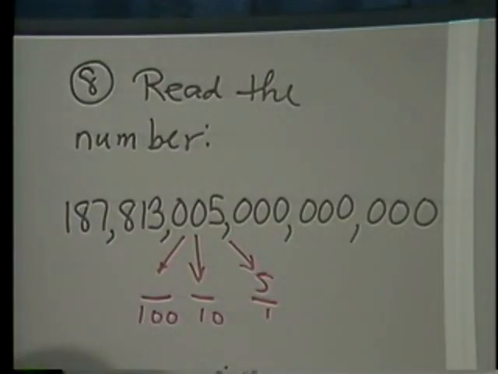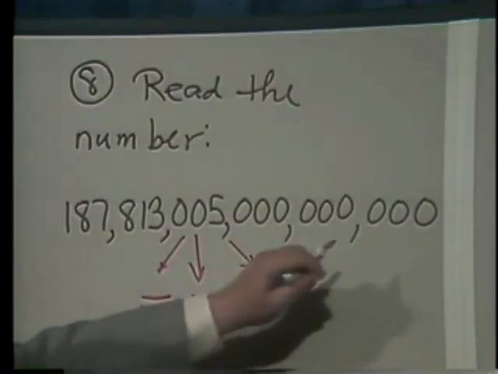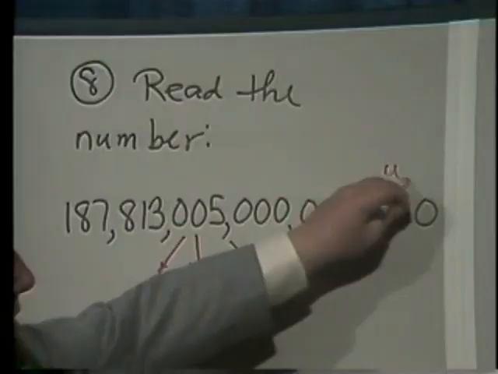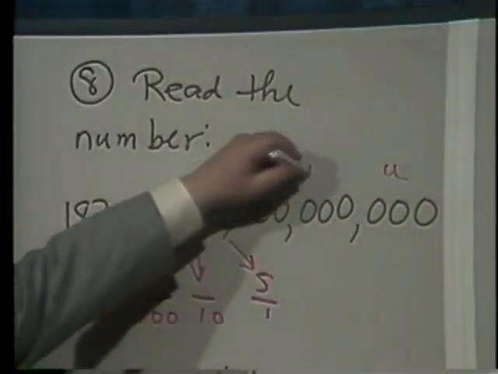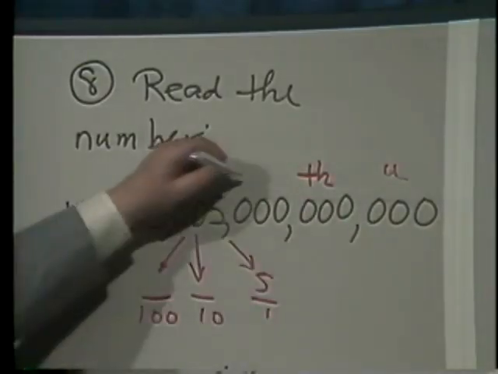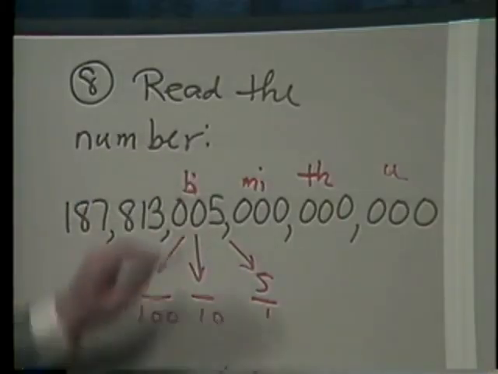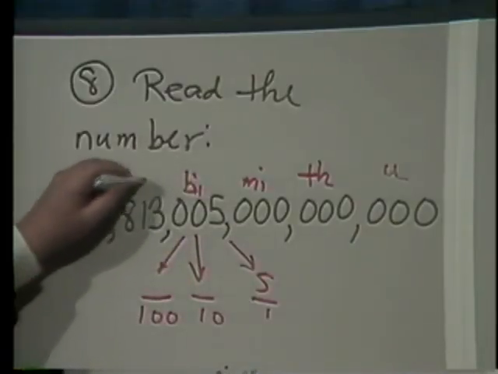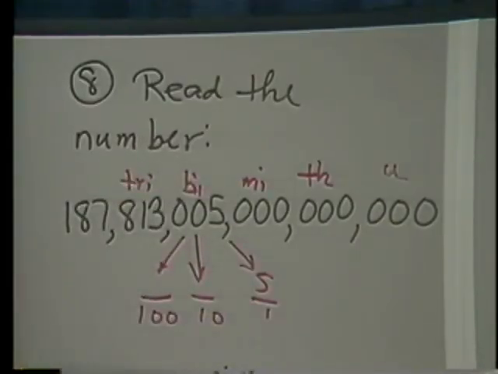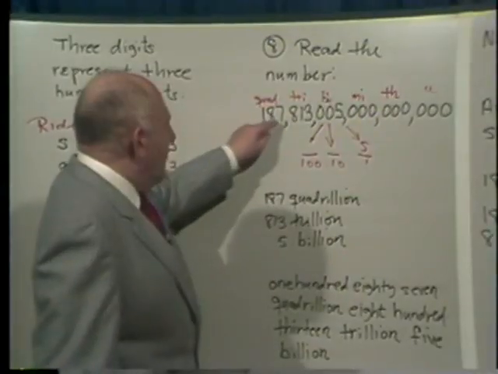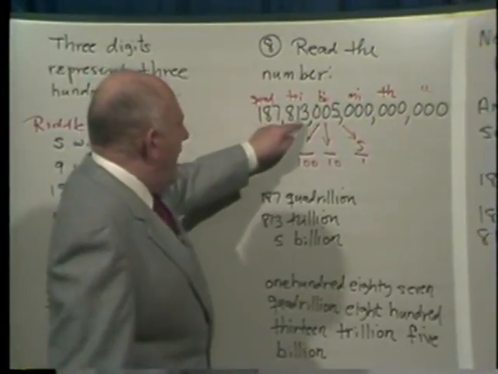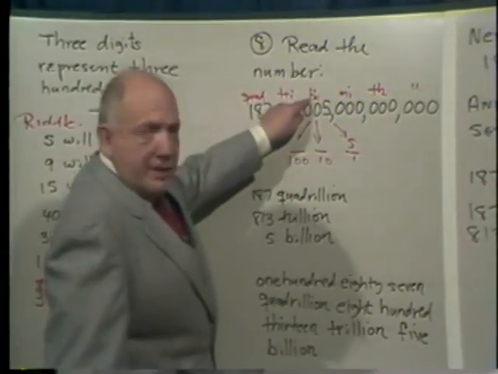But how do you read what this stands for? Remember how we do this? You go to the very beginning, and the first group of 3 digits is called the units. The next group of 3 digits is called the thousands. Then come the millions. Then come the billions. Remember, bi-millions, billions. Then tri-millions, trillions. Then after that come quad-millions, which we call quadrillions. So now we have finally fitted the nouns with the adjectives. We have 187 quadrillion, 813 trillion, 5 billion, period.